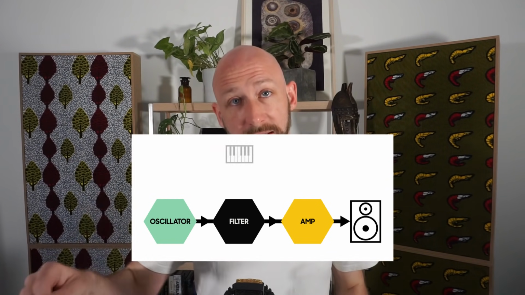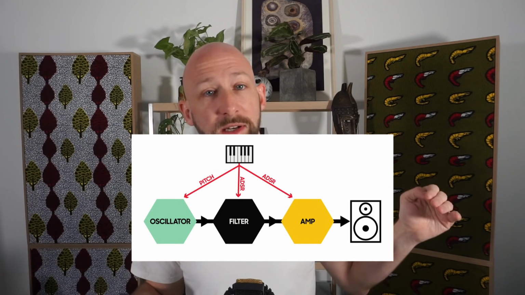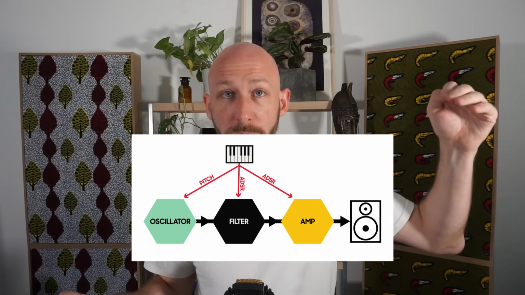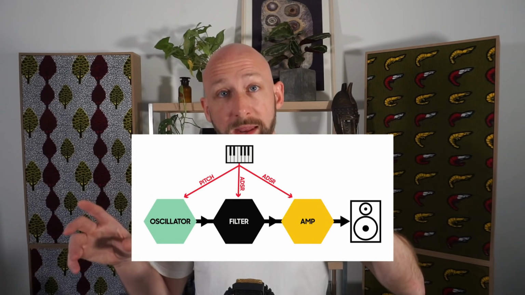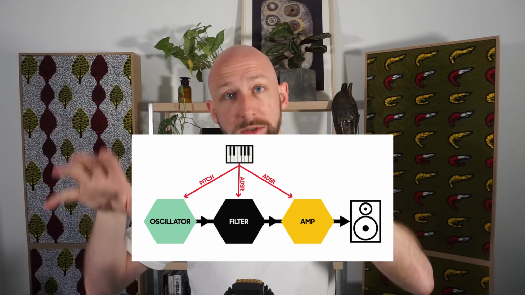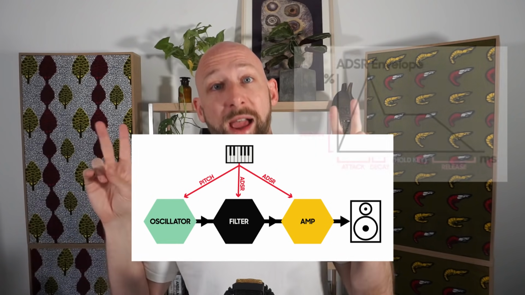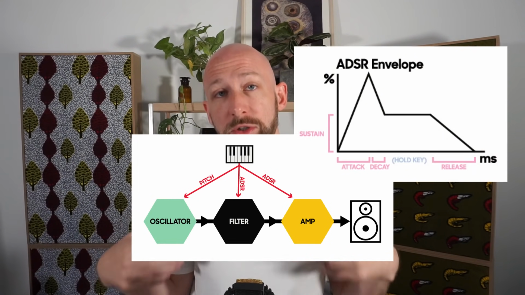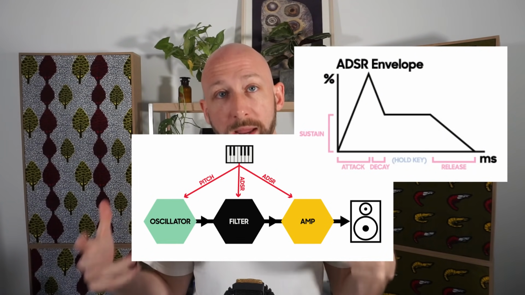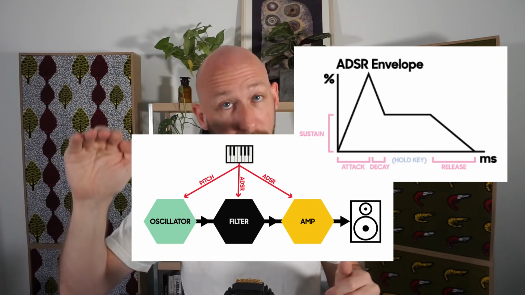Whenever you hit a key on your keyboard, a few different things happen. First of all, the oscillator changes its pitch to correspond to the key that you're pressing. Then the amplifier and the filter both change in response to that to let some more of the sound through. They do this using envelopes. Envelopes are just slightly more complicated ways of providing an on-off switch. It's a gradual on and a gradual off switch.